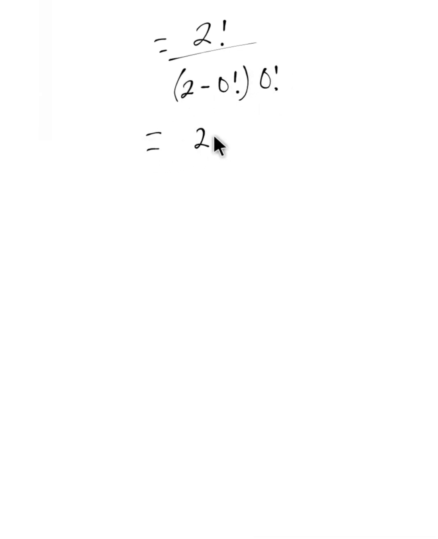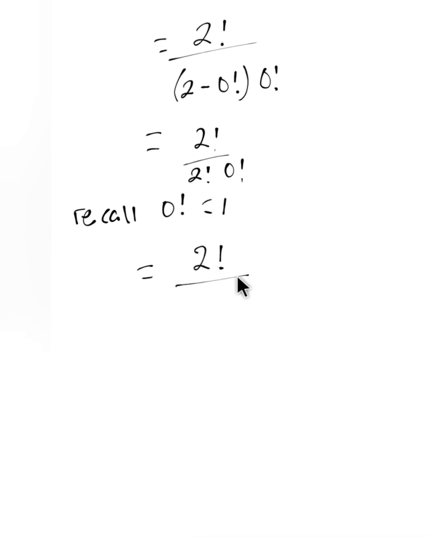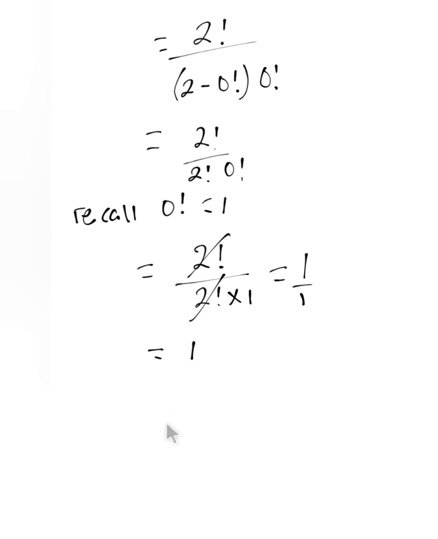So this becomes 2 factorial all over 2 factorial times 0 factorial. Now recall 0 factorial is equal to 1. So let's solve further. It becomes 2 factorial all over 2 factorial times 1. 2 factorial cancels 2 factorial, and we will be left with 1 over 1, which is equal to 1. So a committee that's made up of A, C, and E is only 1. Since there are just 3 members, it's obvious that the answer will be 1.